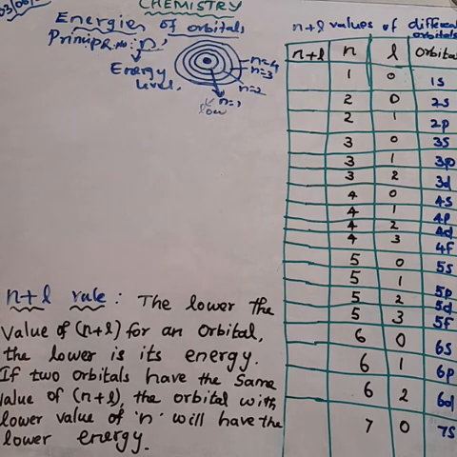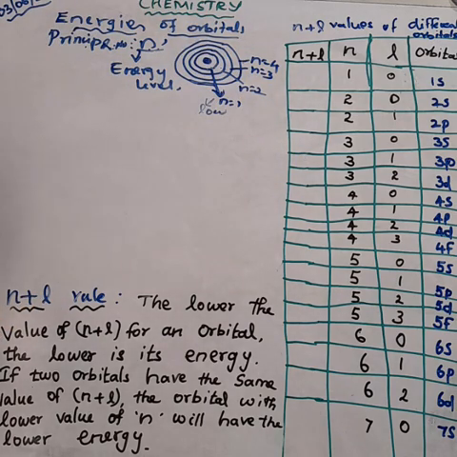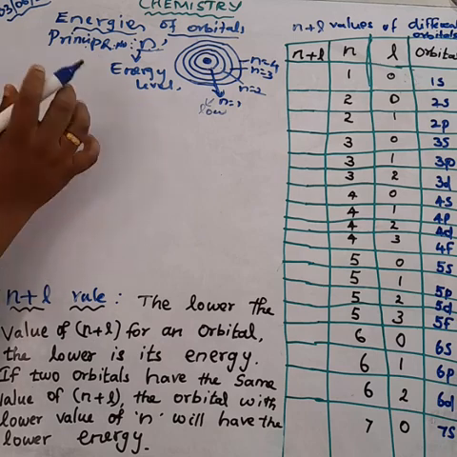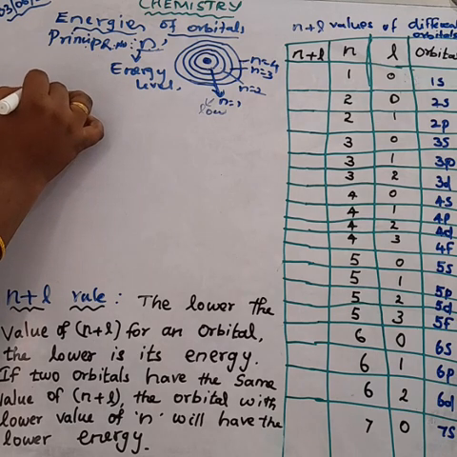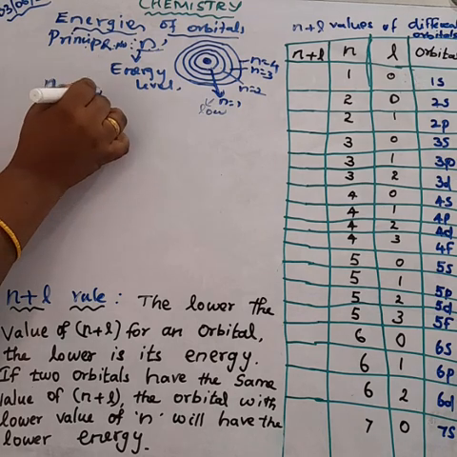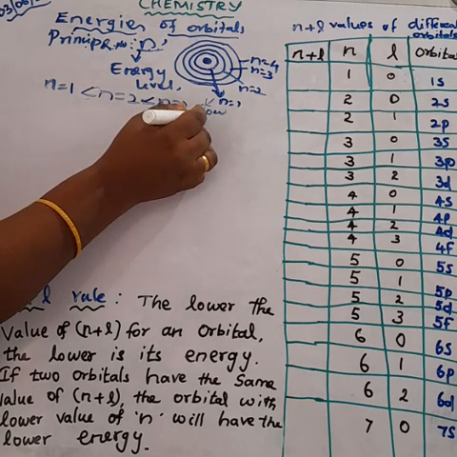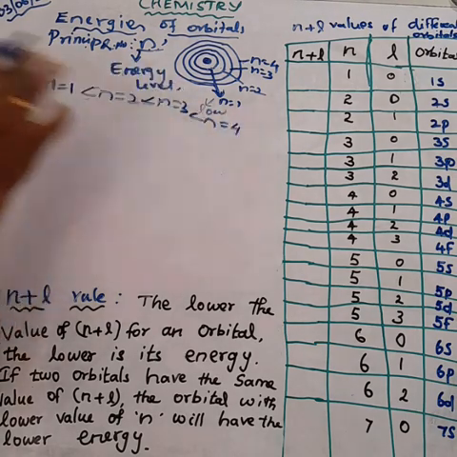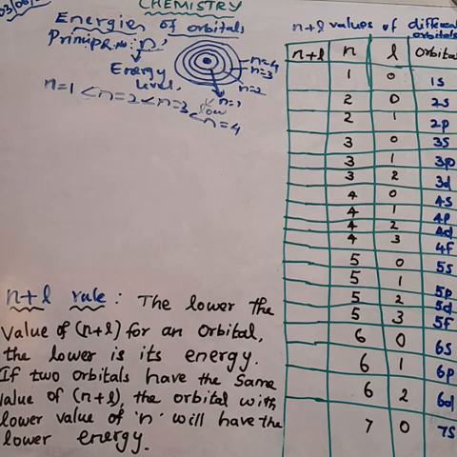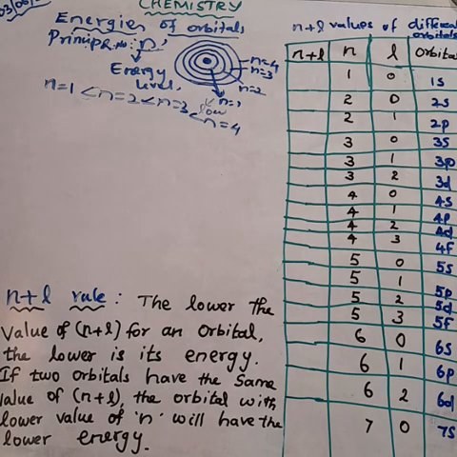So as the n value increases, the energy of the orbits also increases. This is the increasing order of energy: n is equal to 1 is less than n is equal to 2, less than n is equal to 3, less than n is equal to 4. These are the energy levels in increasing order. So when the n value increases, the energy of the orbital increases.